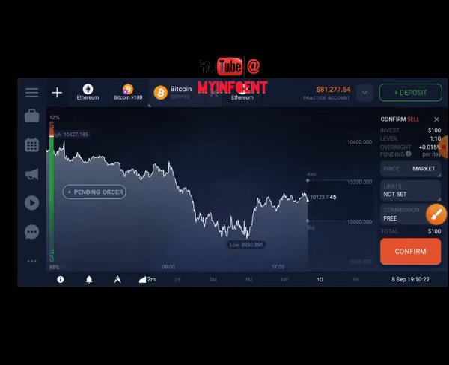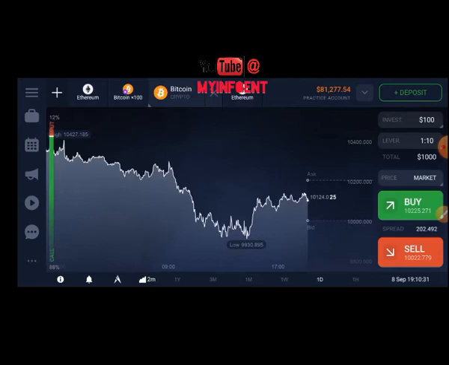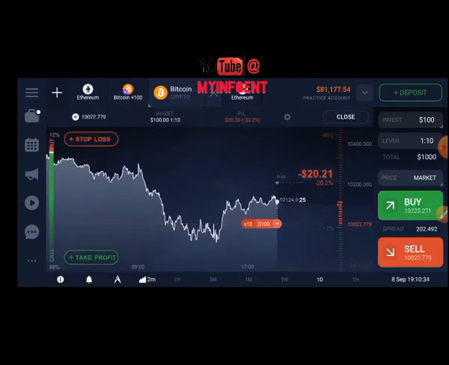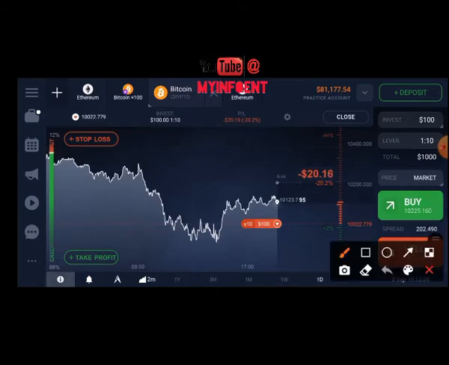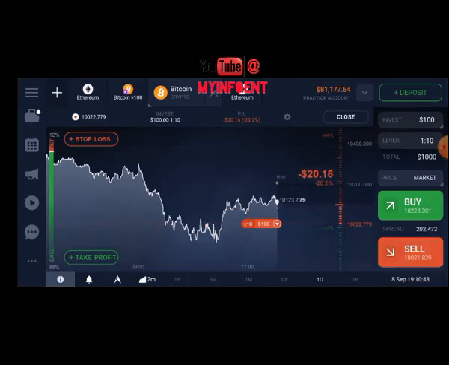Once you click the sell button, this will appear. You set your take profit and stop loss as I earlier explained. Then you click the confirm button. So it will open the position. Because I did not set stop loss and take profit, it did not show any take profit or stop loss line.